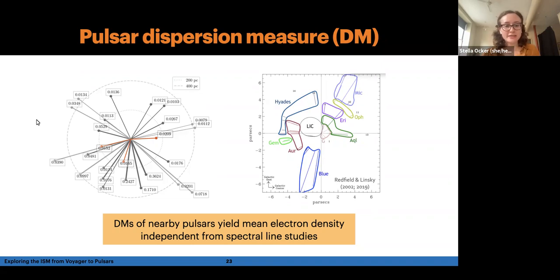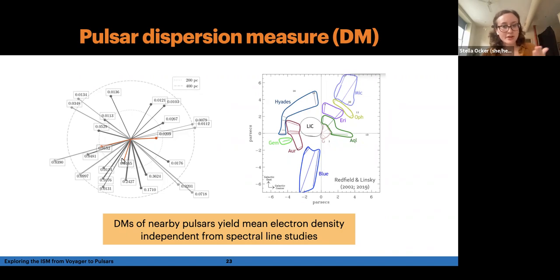And so by looking at the DMs of nearby pulsars with independent distance measurements, we can get independent estimates of the mean electron density along many different lines of sight and compare those to spectral line studies of nearby stars. So in this spoke diagram on the left, I'm showing you the mean electron densities along various pulsar lines of sight within 500 parsecs of the sun. And these dashed lines indicate the 200 and 400 parsec distance marks. And so these three lines of sight highlighted in red are the three pulsars within 200 parsecs of the sun.